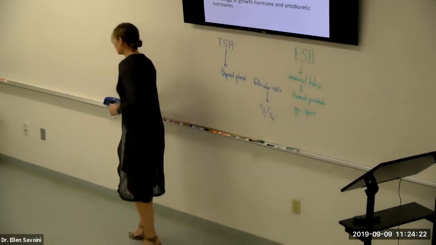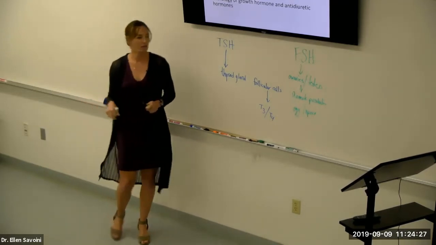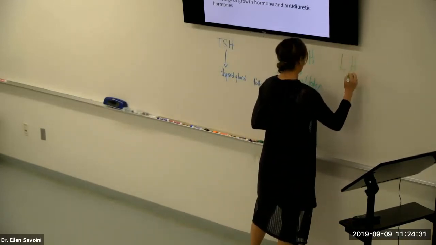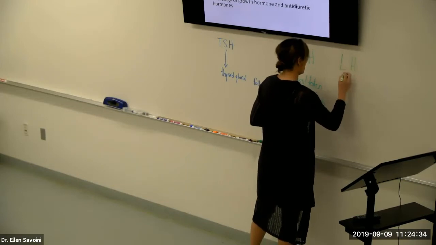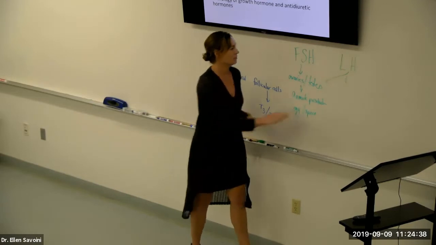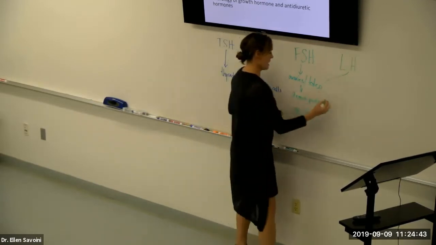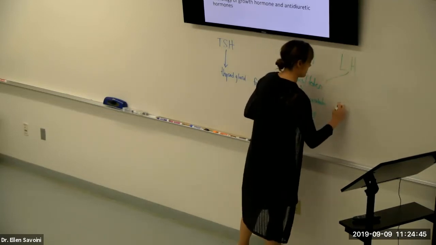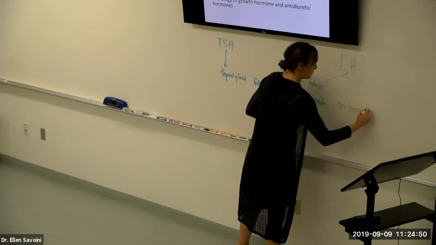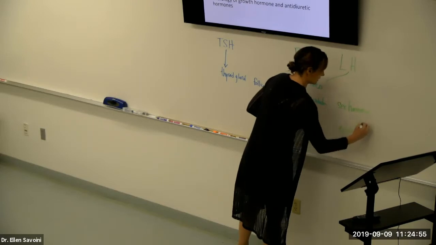Okay. What's the other gonadotropin? Luteinizing hormone. Okay. And its target is also the ovaries and testes. But what is the job of luteinizing hormone? Yes, so the luteinizing hormone's job is to have the sex hormones produced. That would be estrogen or testosterone.